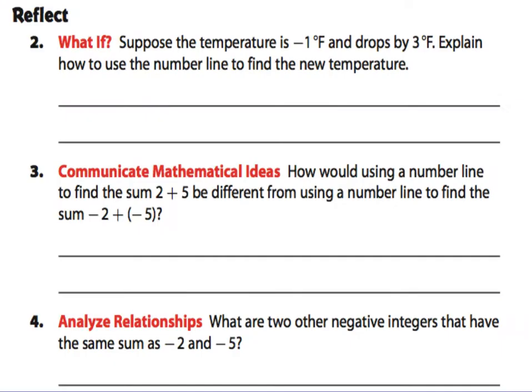Okay, so suppose the temperature is -1 degrees Fahrenheit and it drops by 3 degrees Fahrenheit. Explain how to use the number line to find the new temperature. I want you to take a second, write down your answer, and then come back and check your answer.